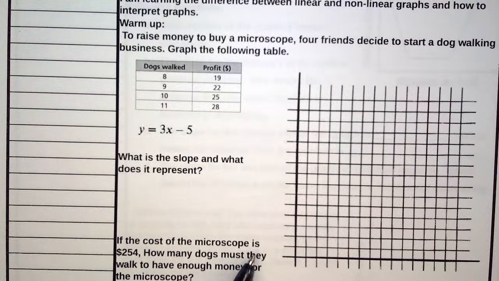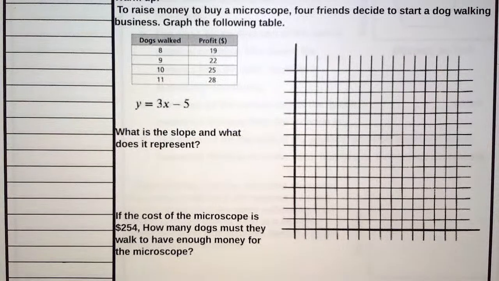If the cost of the microscope is $254, how many dogs must they walk to have the money for the microscope? So go ahead, pause the video and graph, and then we will see if your graph looks like mine.